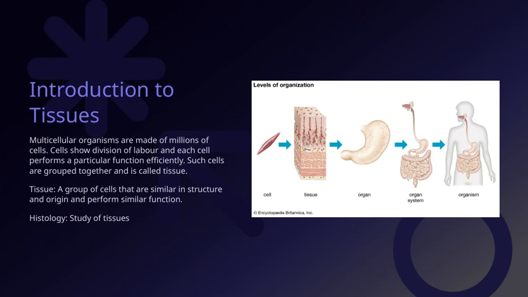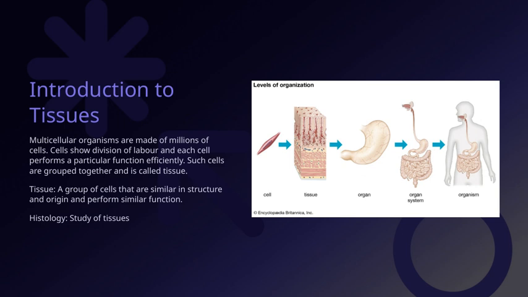You see, multicellular organisms like us are made up of millions of individual cells. Each of these cells specializes in a particular function, demonstrating what we call division of labor. This means that different cells perform different tasks efficiently, which is essential for the organism's survival.